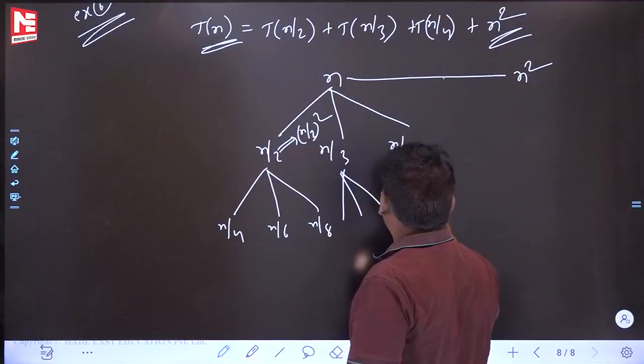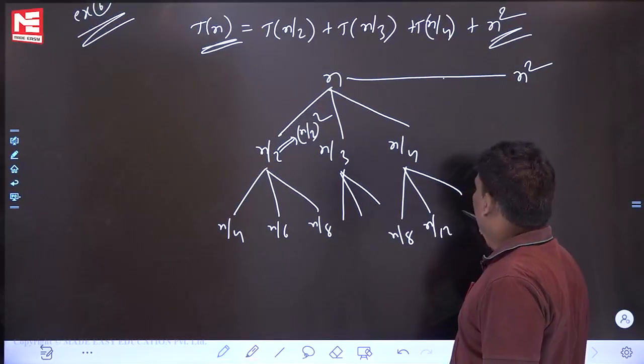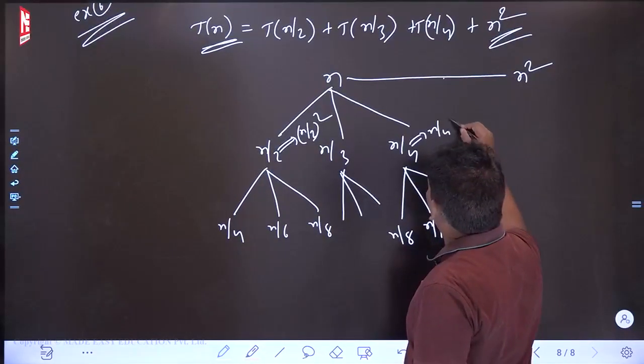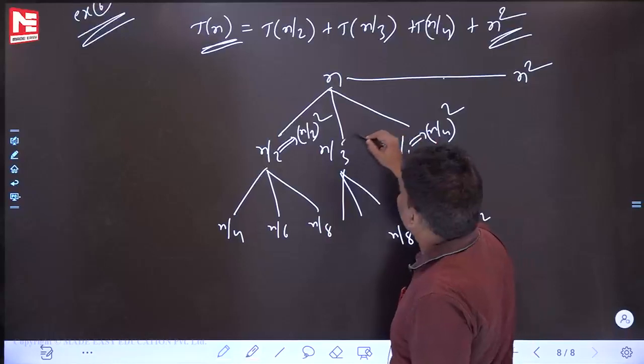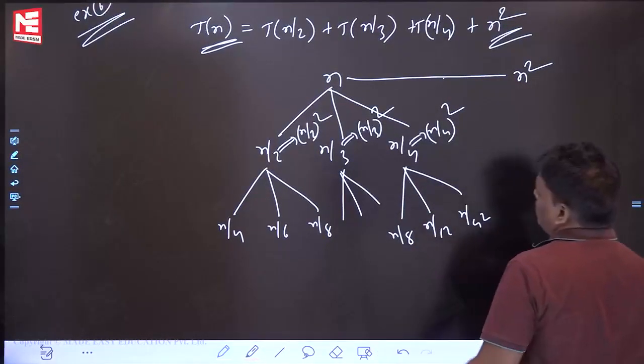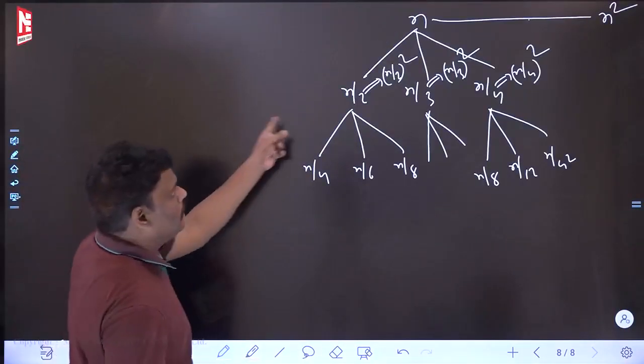Same thing here also. Let me check here. n by 8, n by 12. This is going to be n by 4 whole square, and this is going to be n by 3 whole square. Add all of them. So I think you have to add carefully. Please be careful. So add all these 3.